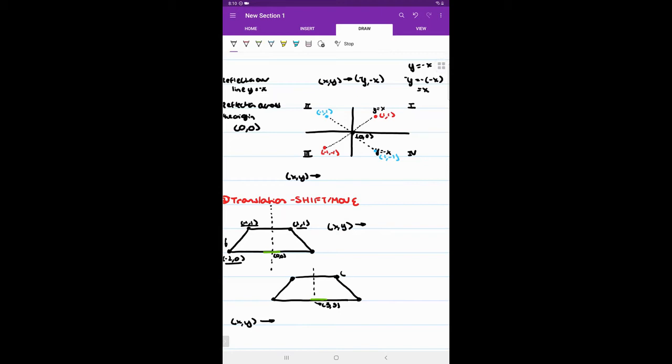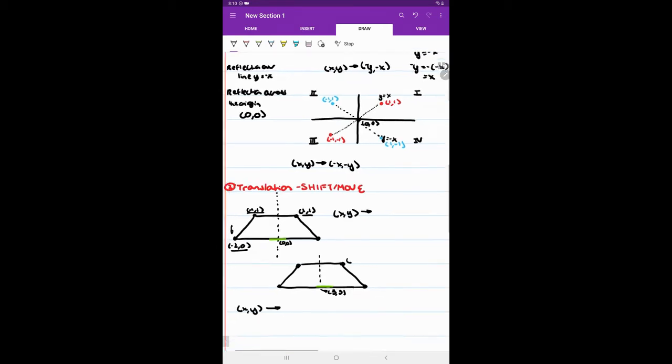So think of this in terms of x, y becomes negative x, negative y. And that's just how you get to that opposite quadrant. And again, this is the same as rotating by 180 degrees. I'm going to get into rotations later. That will come up again.